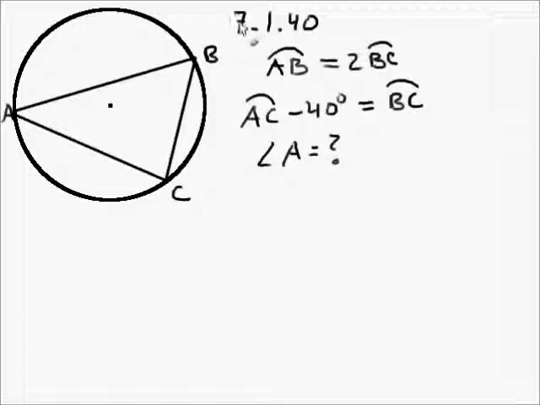Finally, let's take a look at 7.1.40. This is a little bit of a different problem here. We're given that the measure of arc AB is twice the arc of BC. We also know that AC minus 40 degrees is equal to BC. And we want to know what's the measure of angle A.